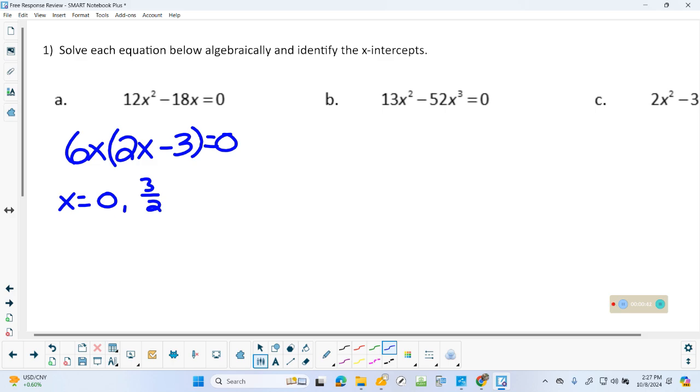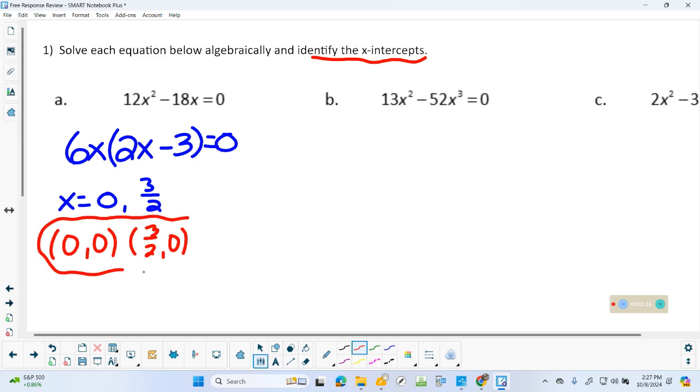Now, this is where you would be mad if you left it like that. Unacceptable. What do you have to put? What are the x-intercepts? How do you write the x-intercepts in an ordered pair? So 0, 0, and then what would be the second one? 3/2, 0. Yeah, perfect. So again, it's just making sure we know our vocabulary. Solutions, x-intercept style.